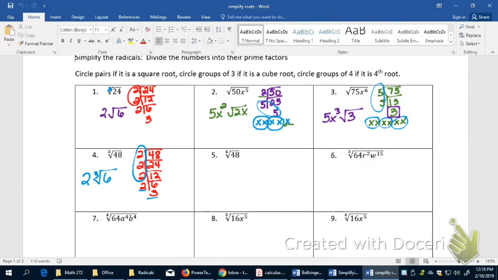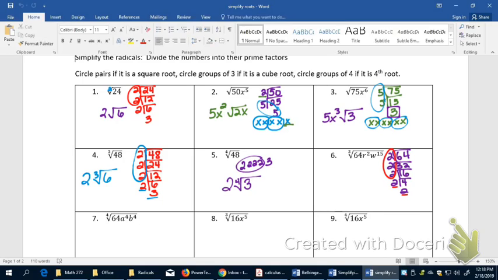Okay, try number 5. So we ended up with 4 2's and a 3 if we looked at what we had written down in number 4. And because it's a fourth root, we're going to circle 4 things. Well, there's 4 2's there, and an extra 3. So that's going to be 2 4th root of 3.